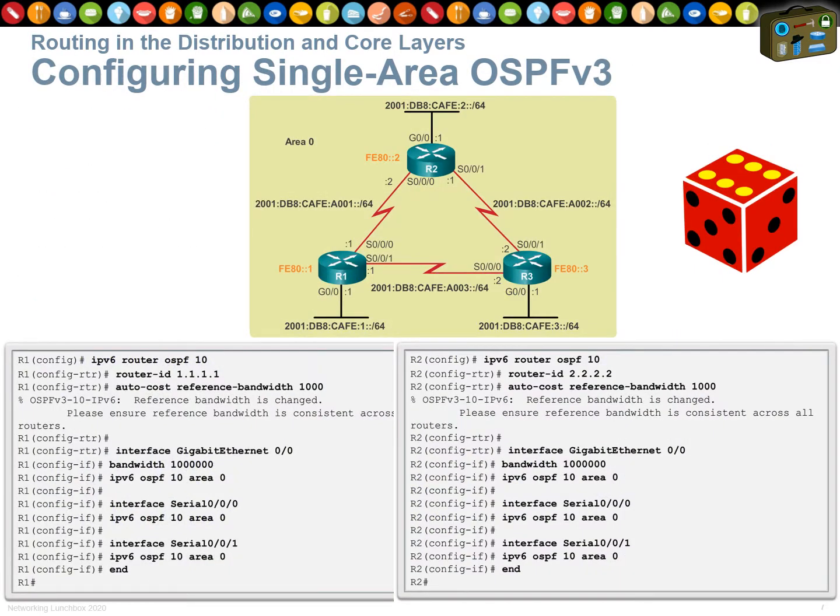So, talking about IPv6, remember that when you're configuring IPv4, you use network statements. When you're configuring IPv6, the commands go on the interface. And with IPv6, you've got to have a router ID. No router ID, and OSPF just refuses to work. So we set up the OSPF process, ipv6 router ospf 10, give it a router ID, make sure our bandwidth calculation is correct, and then on each interface, we set up ipv6 ospf 10 area 0.